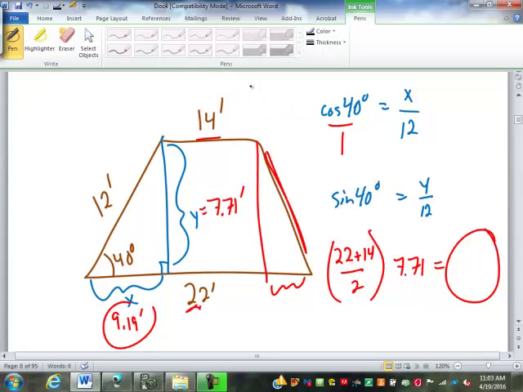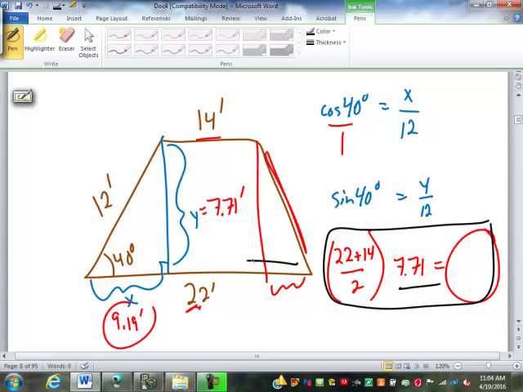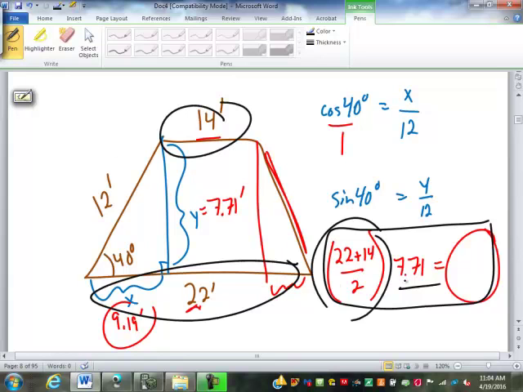Any other questions? Todd, you're saying that finding the area, 22 plus 14 divided by 2 times. That's just your formula for the area of a trapezoid. Average of the bases times the height. Got a base of 22, a base of 14, so you average them together, add them together, divide by 2, then multiply by the height we found, which is 7.71.